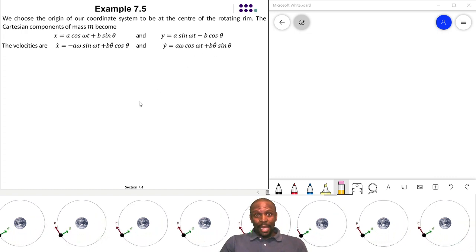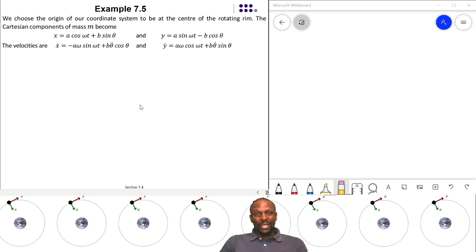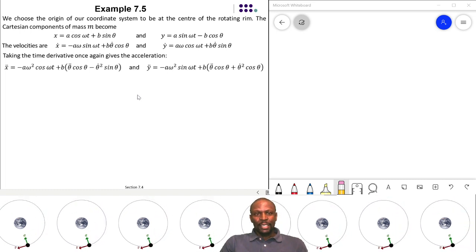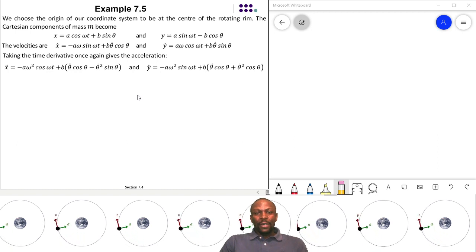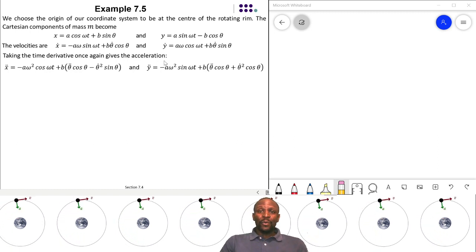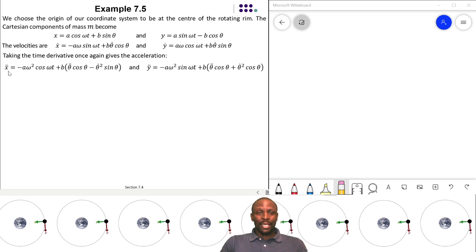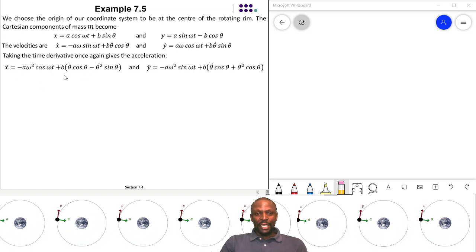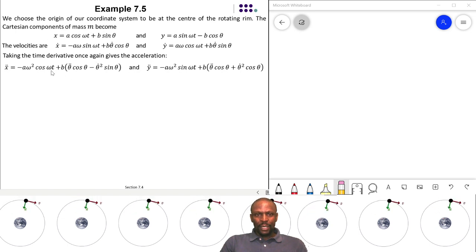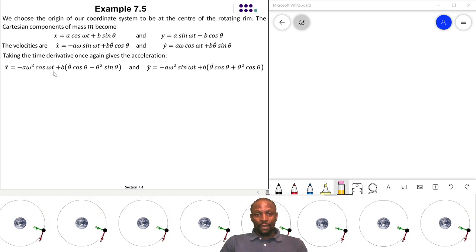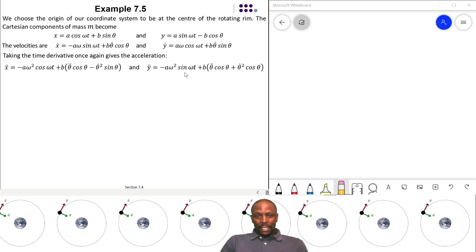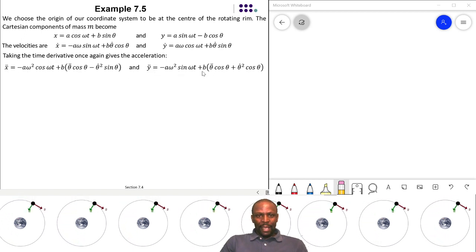Now, we are ready, because we know the velocity. We just square the term of the velocity in order for us to get the kinetic energy. But before we can do that, we have to get the acceleration. To get the acceleration, we differentiate again. If you differentiate that again, this is what you are going to have for the acceleration, and then the y double prime is just going to be given by this.